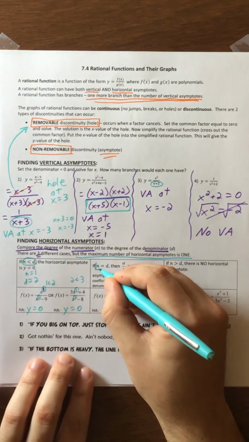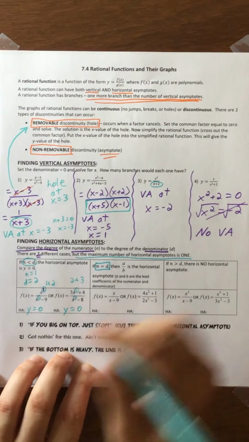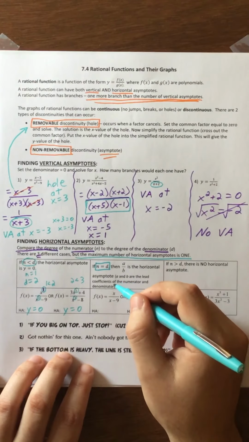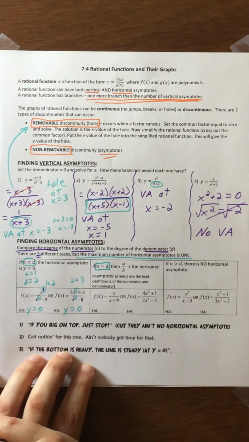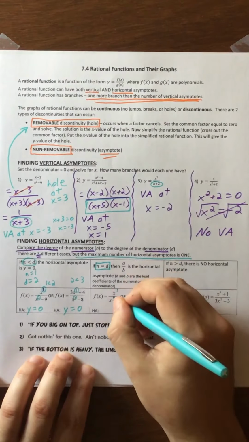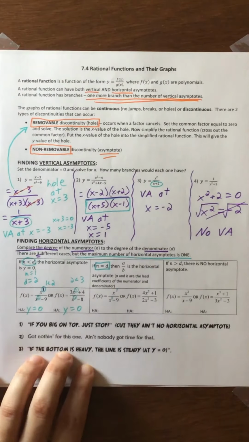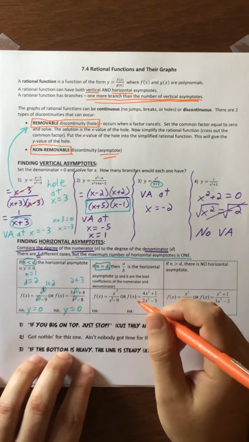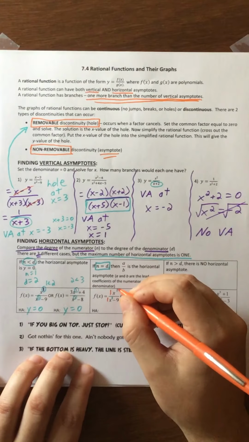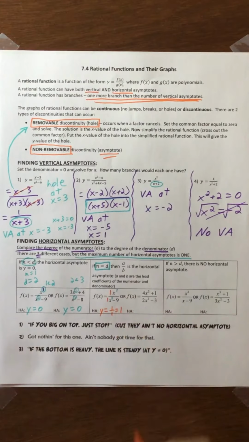Case 2. Denominator and numerator have the same degree. If that is the case, then you want to look at the leading coefficients of the numerator and the denominator. That'll tell you where your horizontal asymptotes happen. Let's take a look here. This is x to the 1. The degree here is 1. 1 equals 1. So I want to look at the leading coefficients of each of these, of the numerator and denominator. This is 1, this is 1. So my horizontal asymptote will happen at 1 over 1, which equals 1.